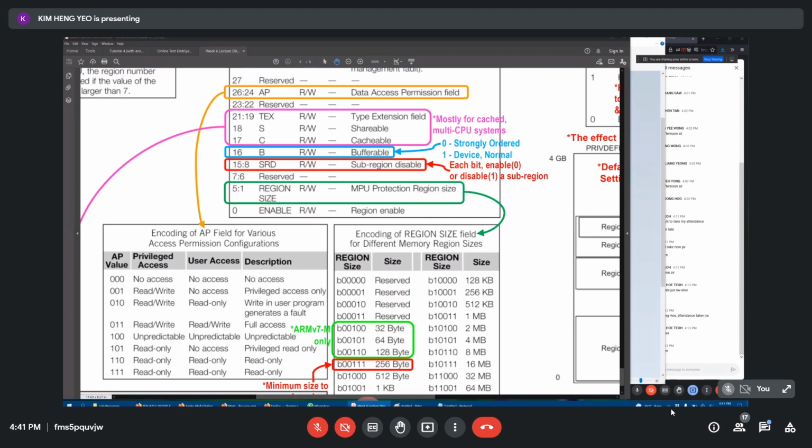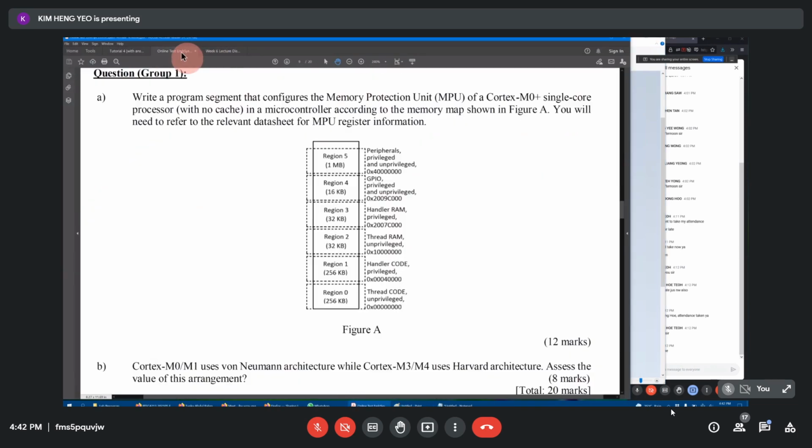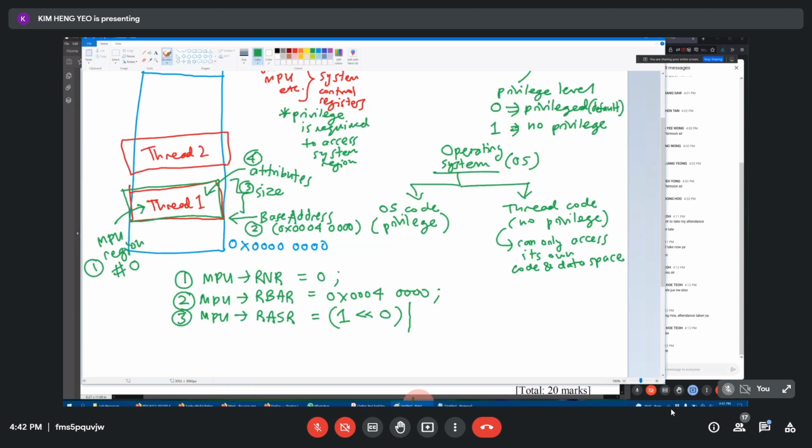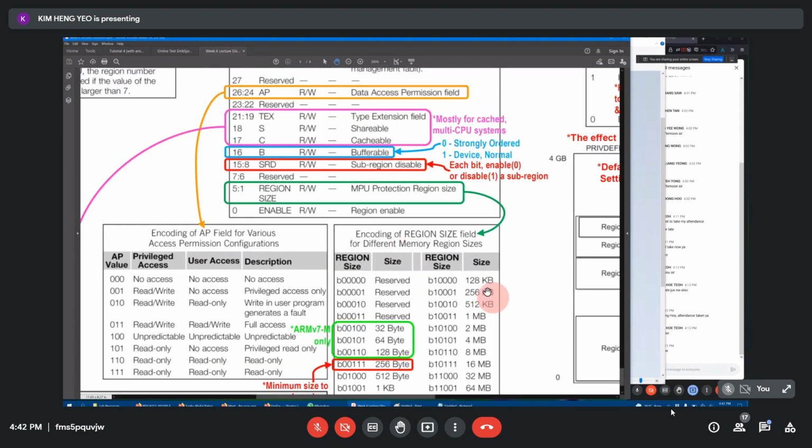Let's say my region size is 256 KB. Now let's see, the size value for 256 KB is 10001.